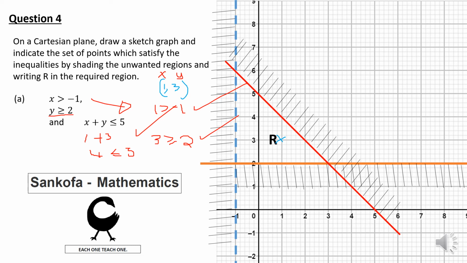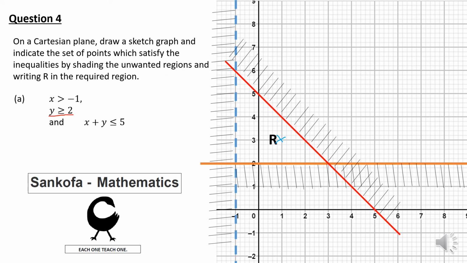Okay. So I also encourage you to do the same. You just pick a point and then you see if it works for all three, or however many inequalities you are given, in order for you to know whether you have picked the correct region.